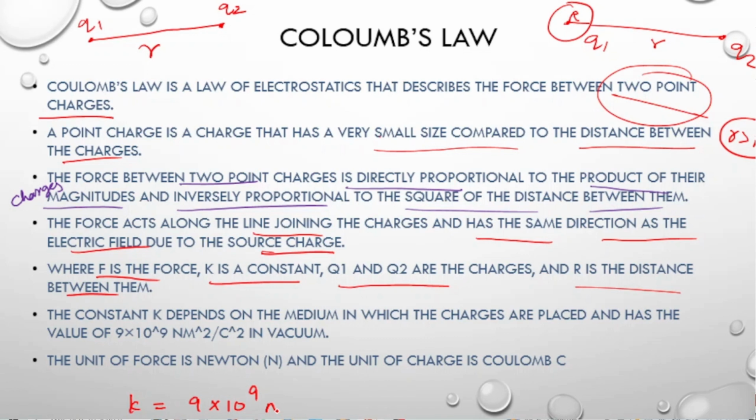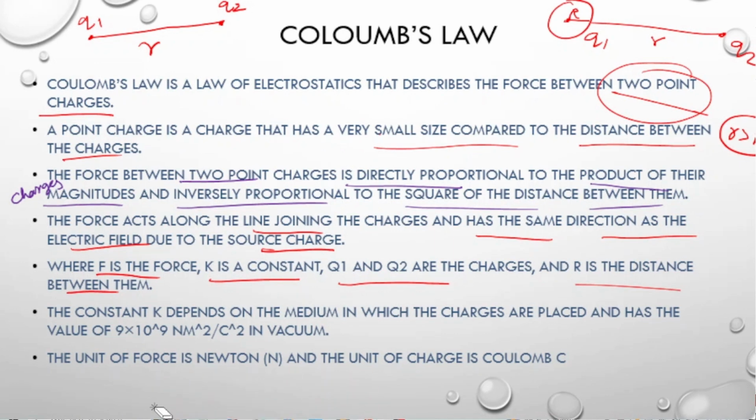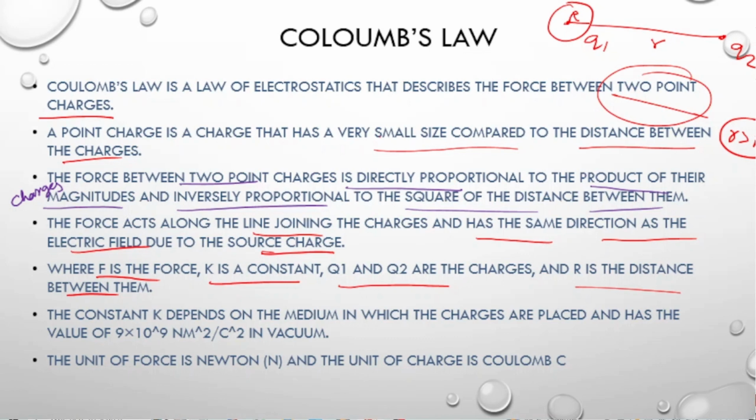If I want to write it more clearly, I'll write it on the top so that you can note it down. So this is very important for calculation purposes. You should remember this value. So your K is equal to 9 into 10 power 9 Newton meter square per Coulomb square. This is the value of your K. Remember this. So this is important.